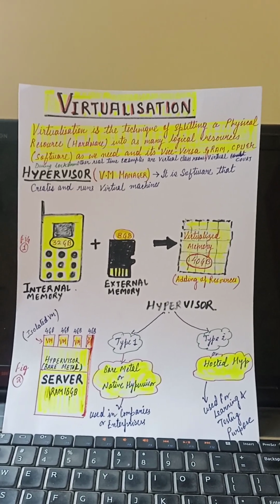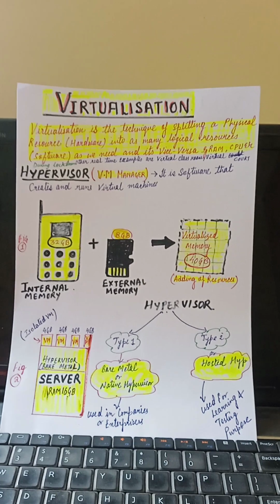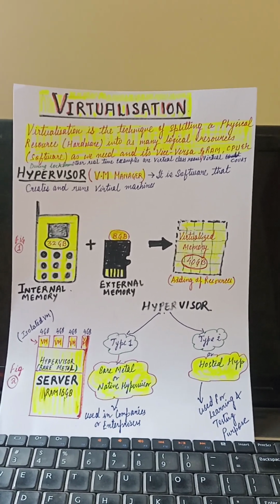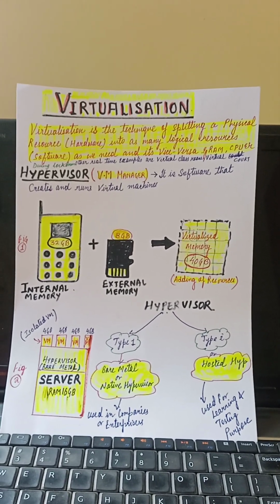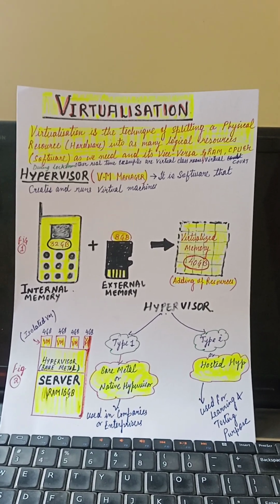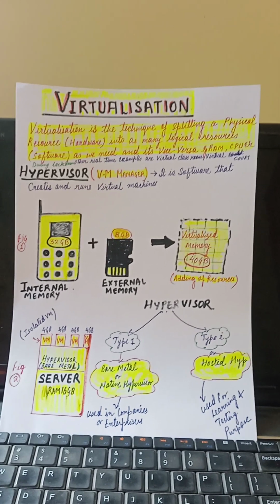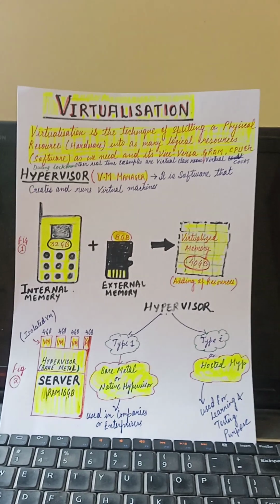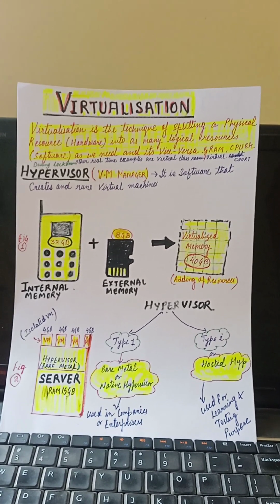The first figure indicates the internal memory of a mobile, 32 GB, added with an external memory card of 8 GB, and together they constitute a virtualized memory of 40 GB. Means we are adding two resources, and by adding these two resources, we are getting virtualized memory of 40 GB.